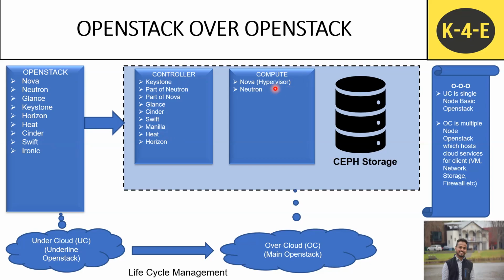But if you come to compute, we don't overload our compute node with extra services. So why do I need to host Keystone or Glance or Cinder or Swift or Manila or Heat or Horizon in compute nodes? Because this compute node is basically going to launch a virtual machine. So I don't want the physical host to be loaded with extra activities, because in turn it is going to impact the performance of your virtual machine. So as a standard architecture, this type of design has been done.